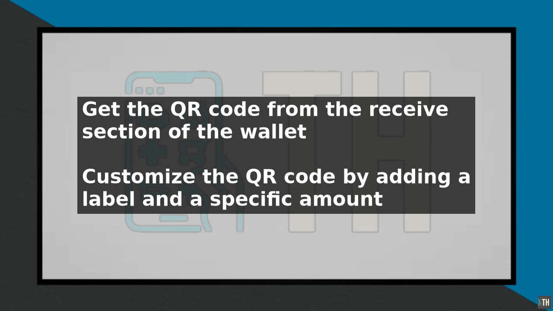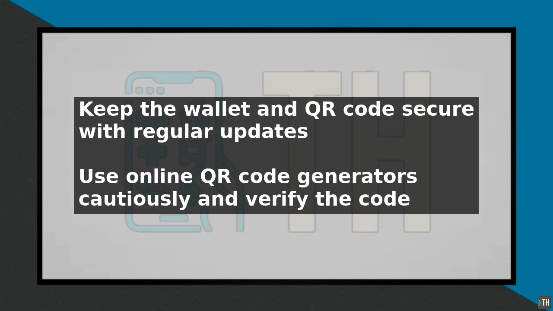To use an online QR code generator, simply enter your Bitcoin address and the generator will create a QR code. You can then download the QR code as an image or copy the code to share with others. Always verify the QR code to ensure it matches your Bitcoin address.